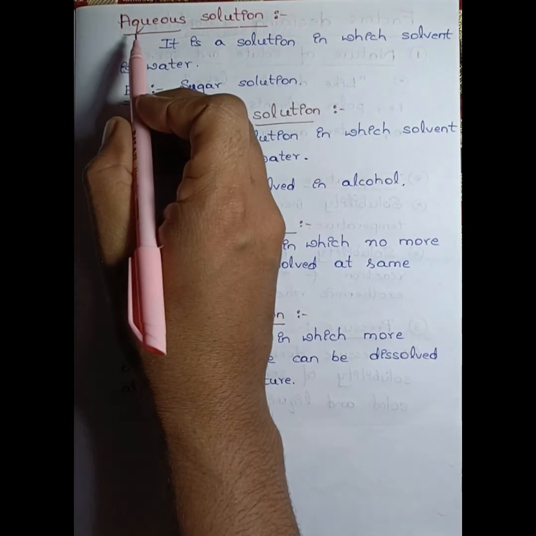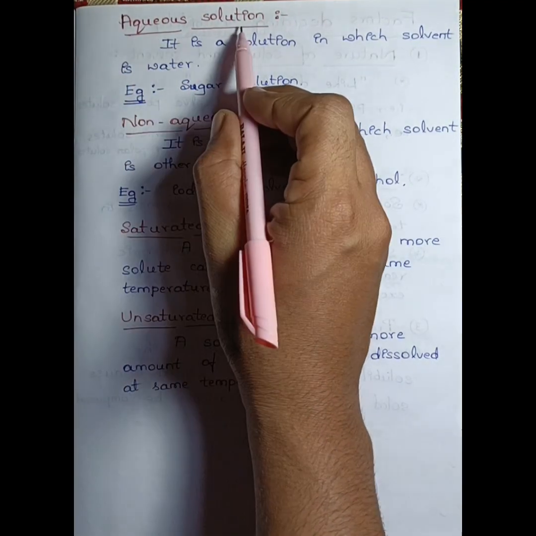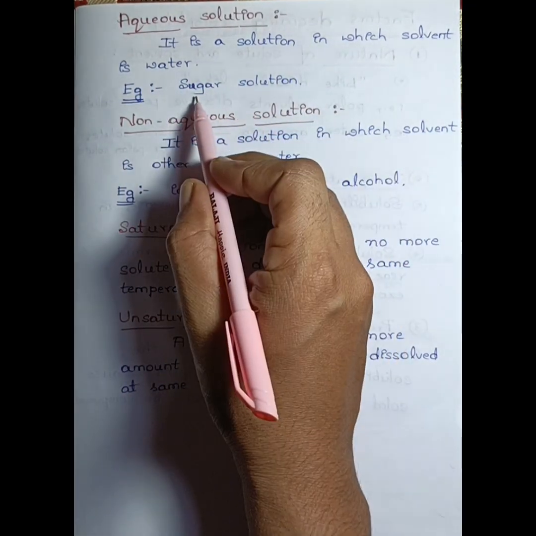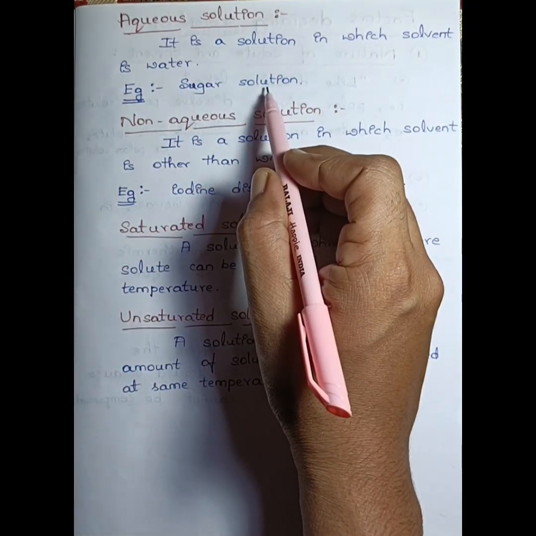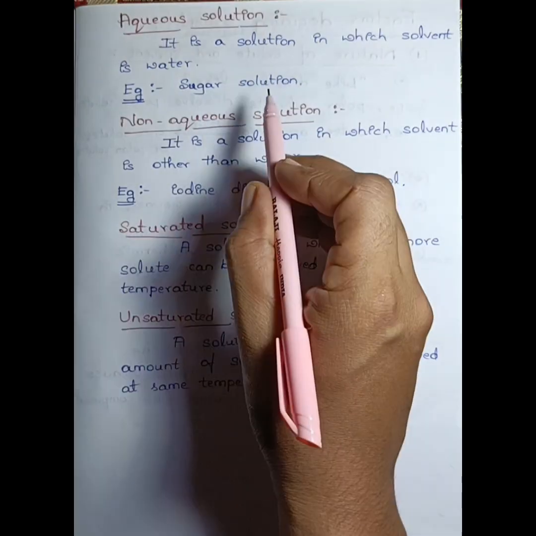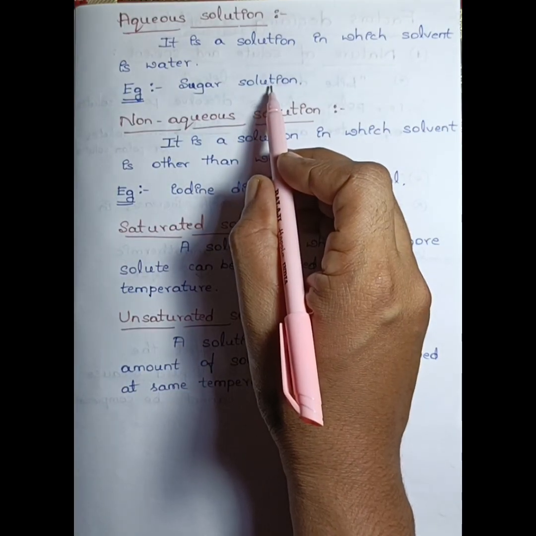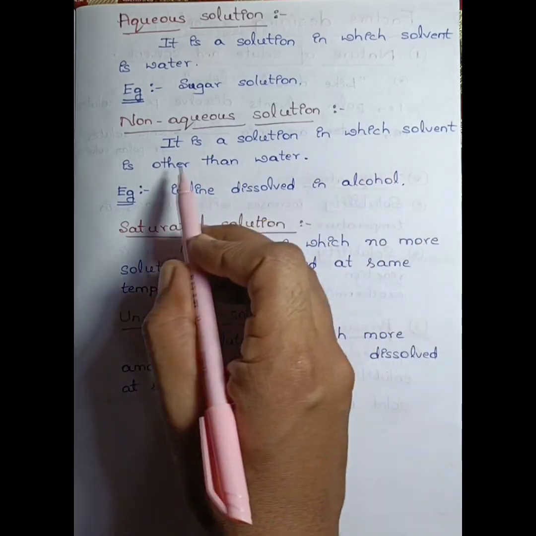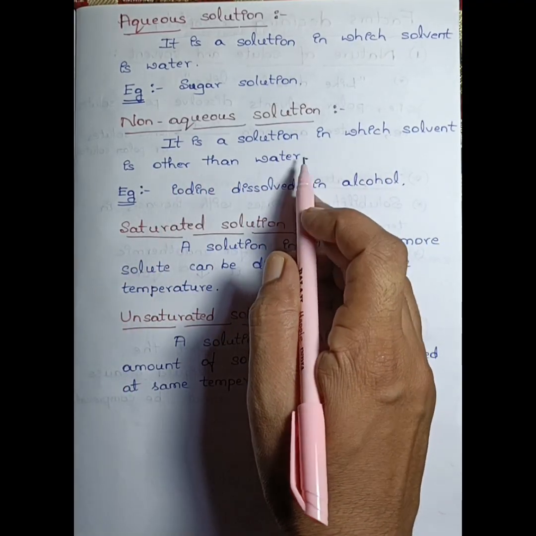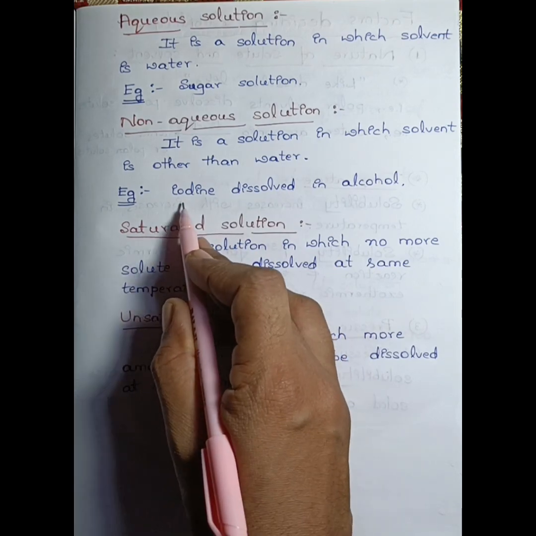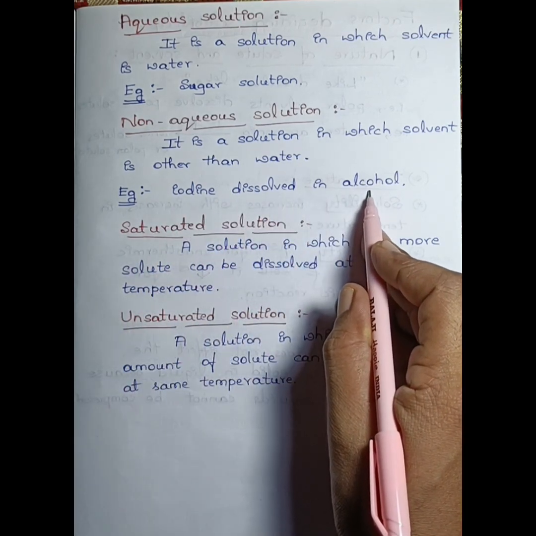So the next type is aqueous solution. It is a solution in which the solvent is water. An example is sugar solution. Here water is the medium, and such kinds of solutions are called aqueous solutions. A non-aqueous solution is a solution in which the solvent is other than water. The medium should not be water. Example, iodine dissolved in alcohol.